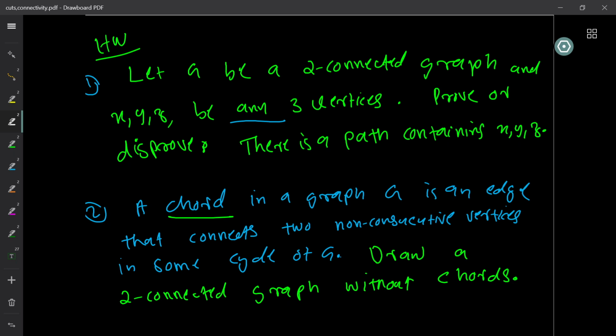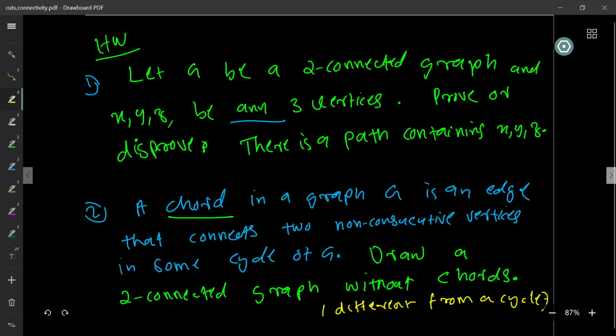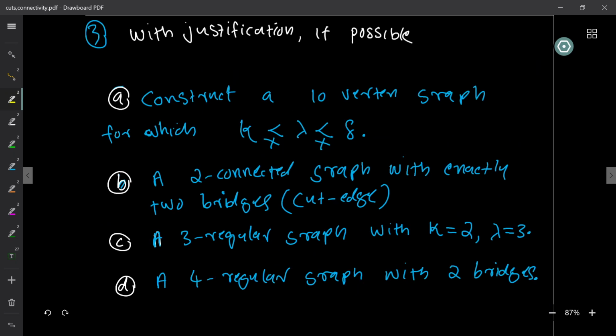Now, draw a two-connected graph without chords, which is different from a cycle. I want you to construct or do the following if possible, and if not possible, again give justification for that.